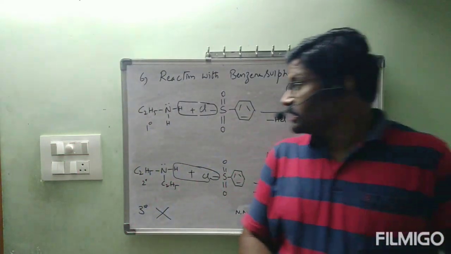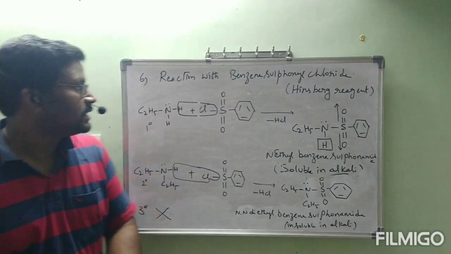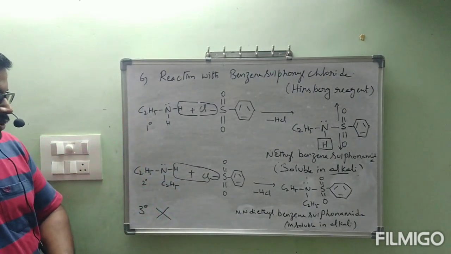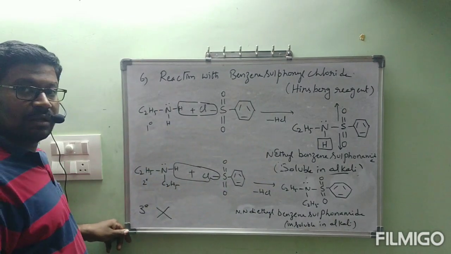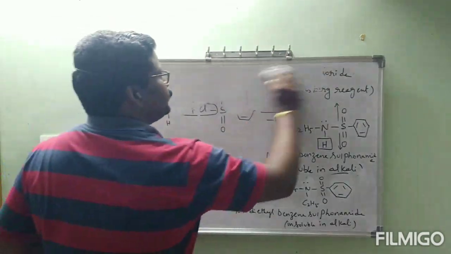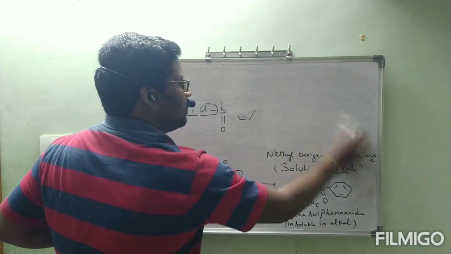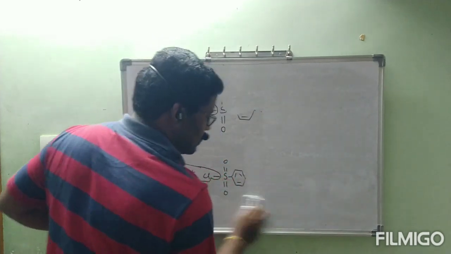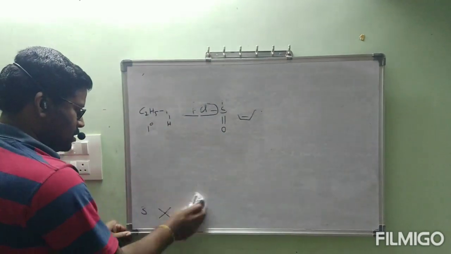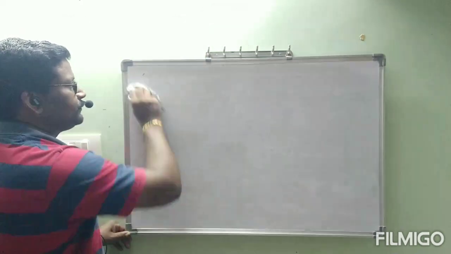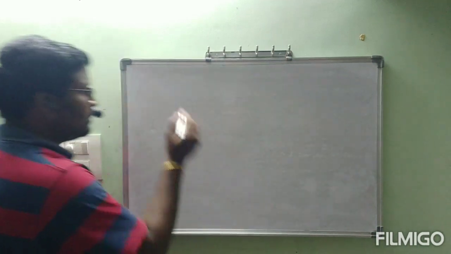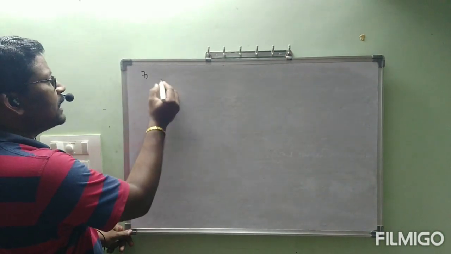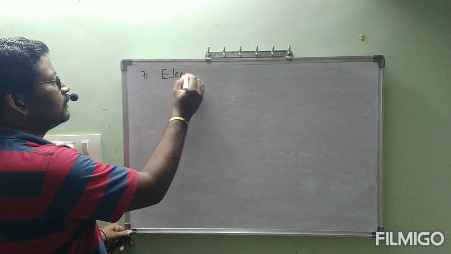Okay, ma? This is about the sixth property, that is reaction with benzene sulfonyl chloride. I hope you understood this one, and it is a very important test. You have to remember very well. Okay. Next, seventh one. Seventh one, subheading electrophilic substitution reactions.